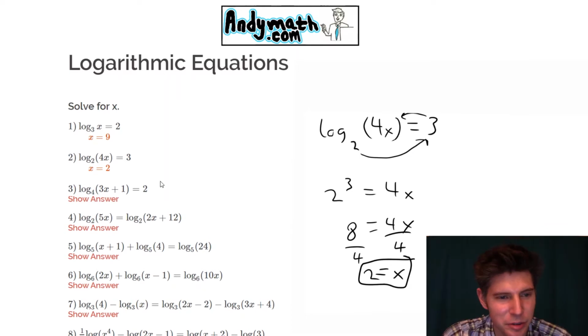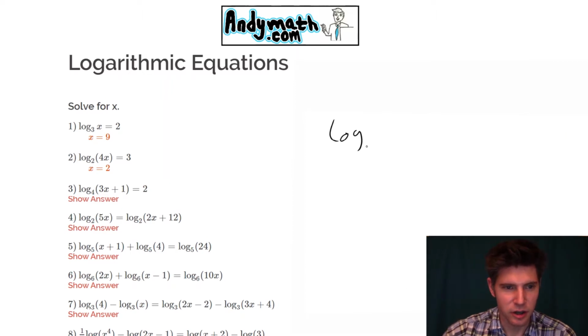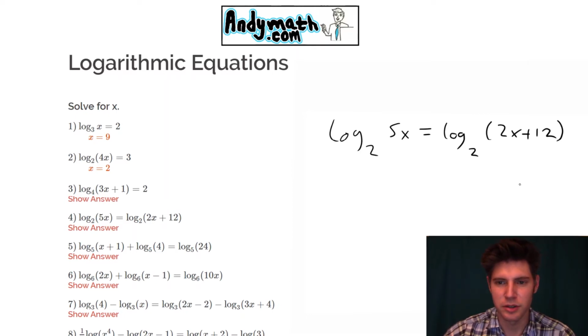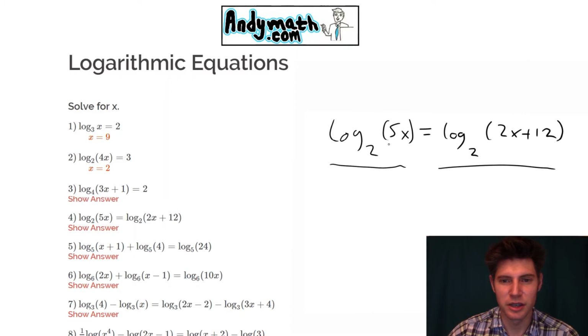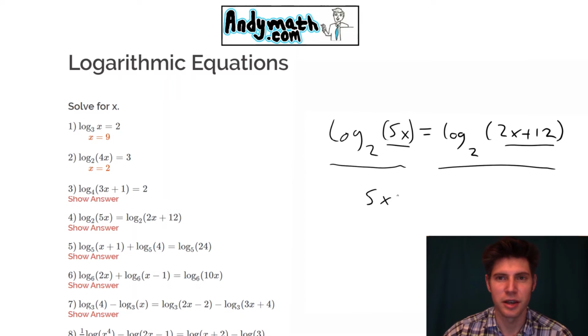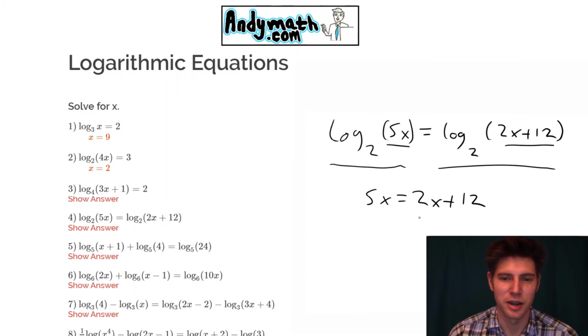And there it is. Number 3 is very similar. Number 4 is interesting. There are logs on both sides for number 4. Number 4 says log base 2 of 5x equals log base 2 of 2x plus 12. Having a log on both sides looks tricky, but it's actually easier. The only way these two sides are going to be equal is if the stuff inside is equal. So you can just rewrite this as 5x equals 2x plus 12. It's no longer a logarithmic problem. So it's kind of nice when you have a log on both sides.